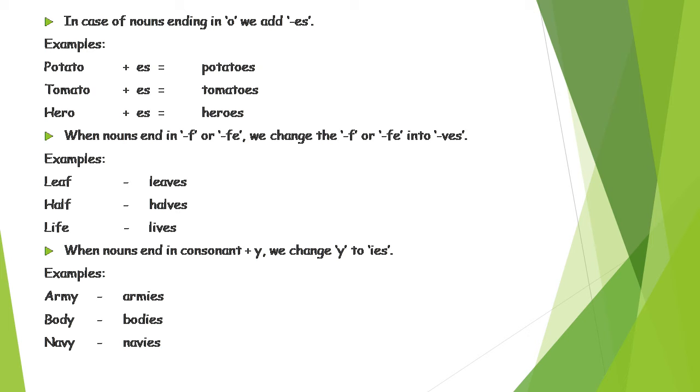Let us understand this with the help of a few examples. Army changes to armies. Here you can observe that the word army in the singular form ends with Y, whereas it is converted into its plural form by removing that Y and adding IES in place of it. The other two examples are also of the same kind. Body changes to bodies, navy changes to navies.